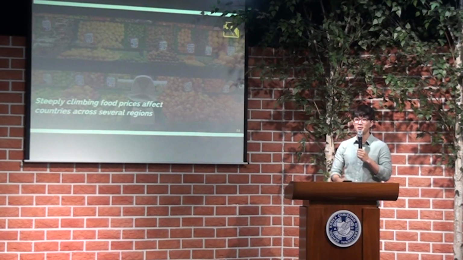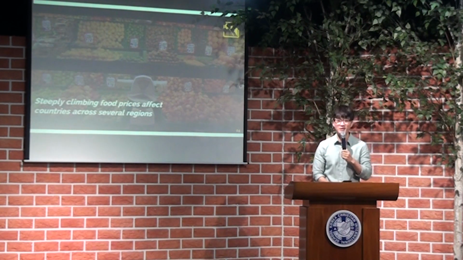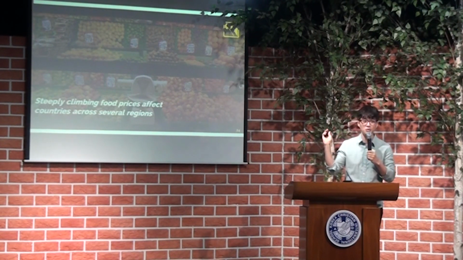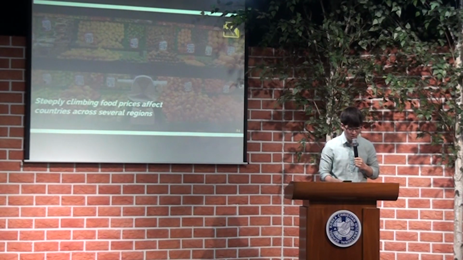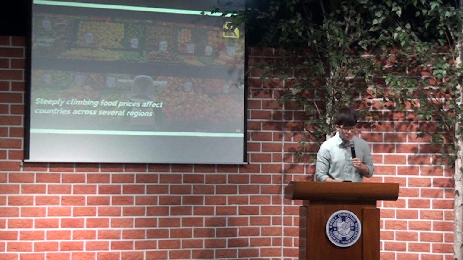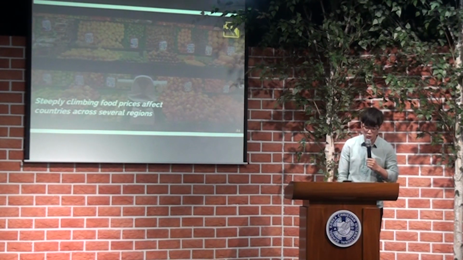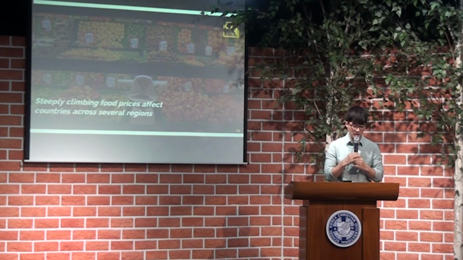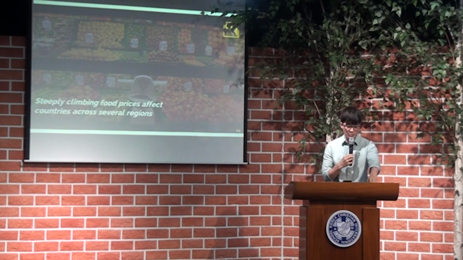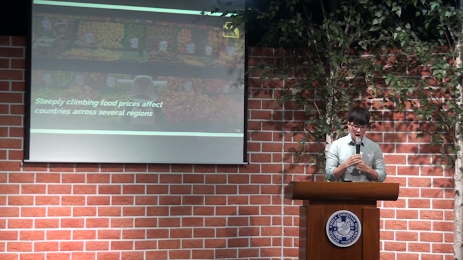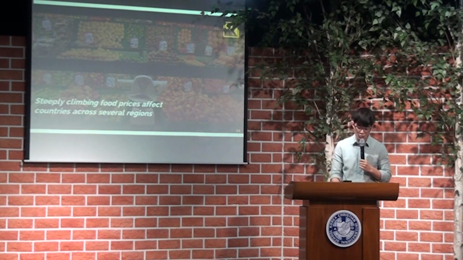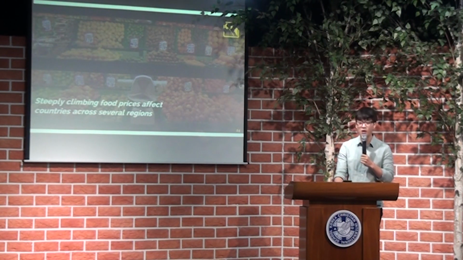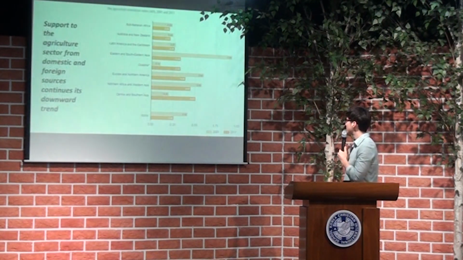Okay, so steeply climbing food prices affect countries across several regions. This is also a huge cause for global hunger. Investment in the agriculture sector is critical for reducing hunger and poverty, improving food security, creating employment, and building resilience to disasters and shocks. However, government spending on agriculture in relation to its contribution to the economy fell between 2001 and 2017. And I'll show you with the graph.